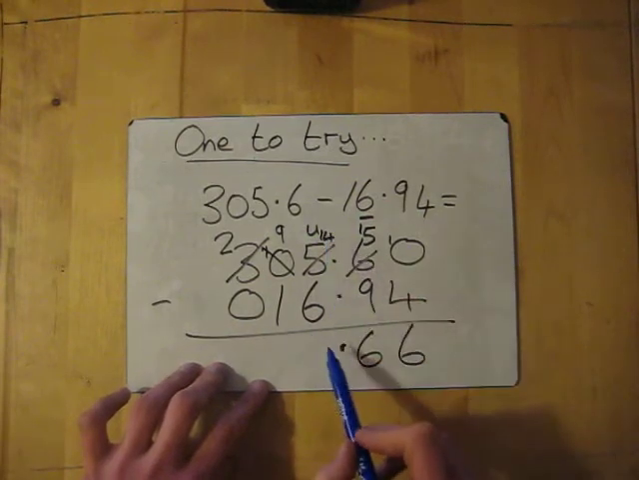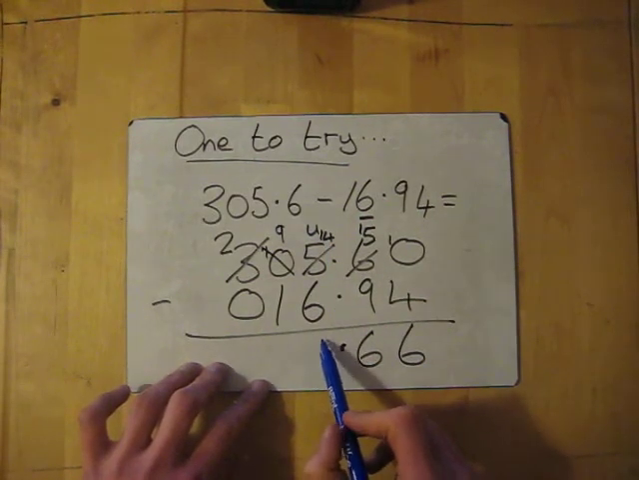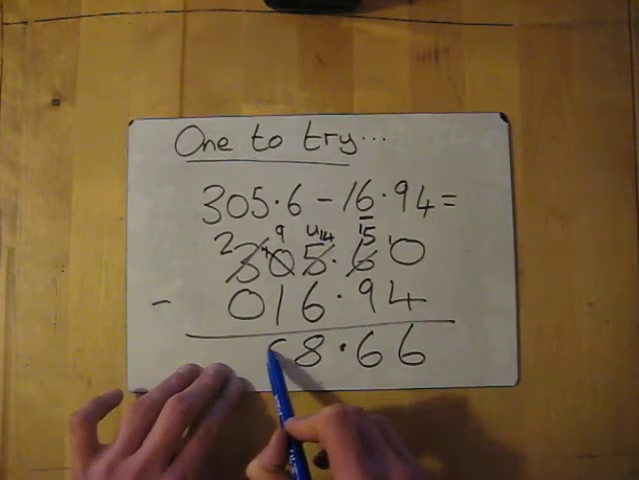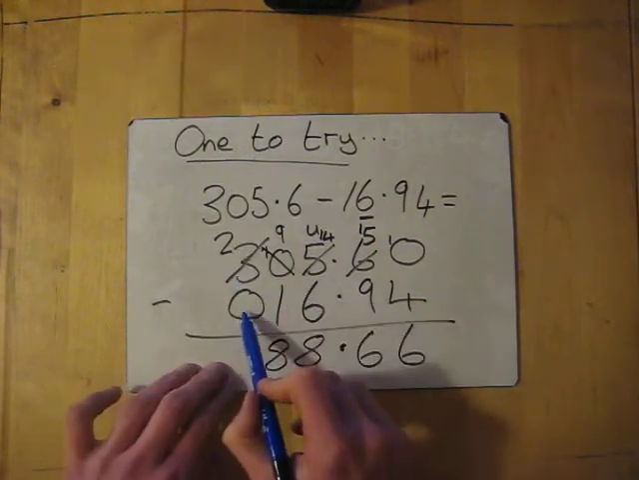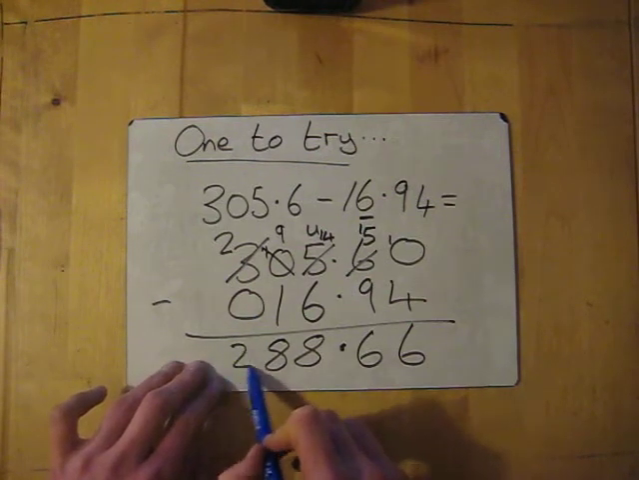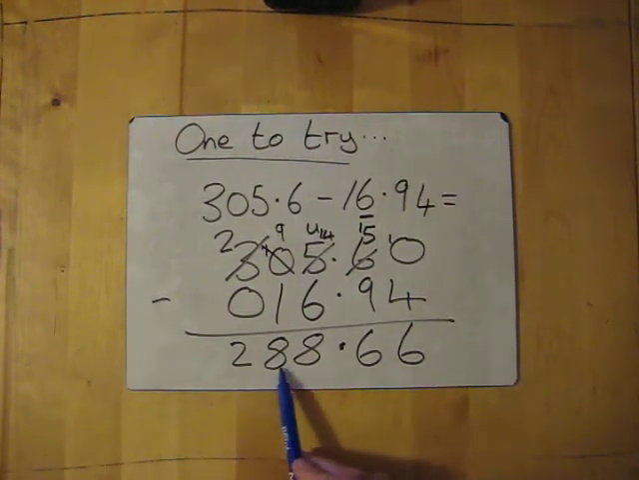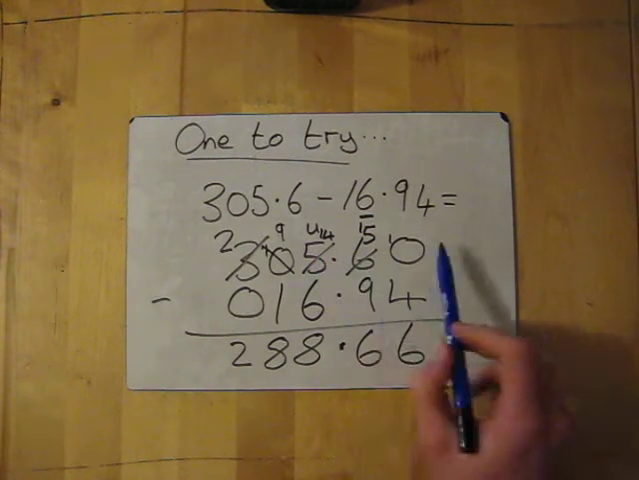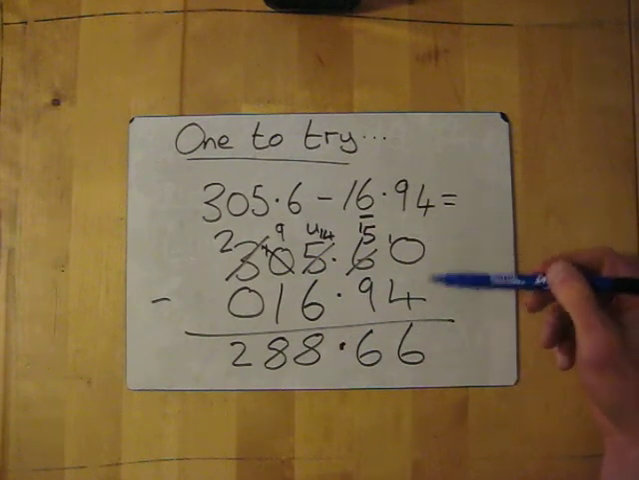So now it's a 14, take away 6, which gives me 8, and then a 9, take away 1, which gives me 8, and then finally 2, take away 0, which is a 2. So my answer is 288.66. So line up the units, zeros in the gaps, top smaller than the bottom, and borrow.